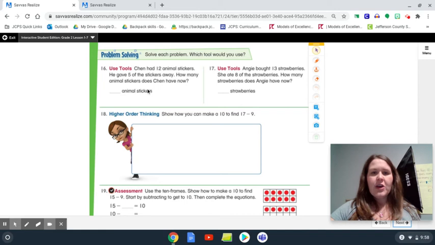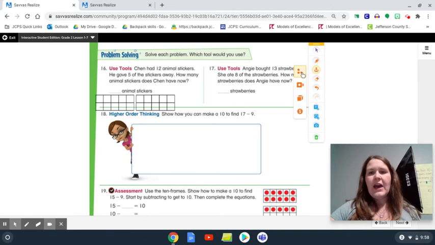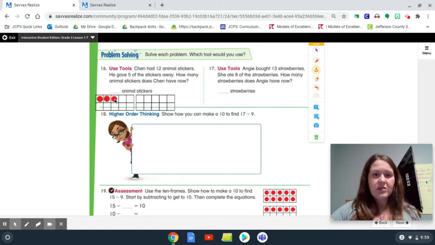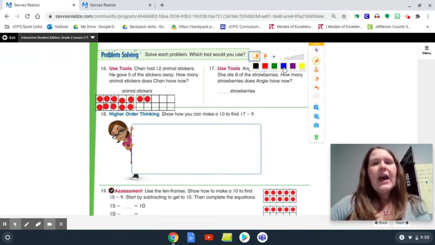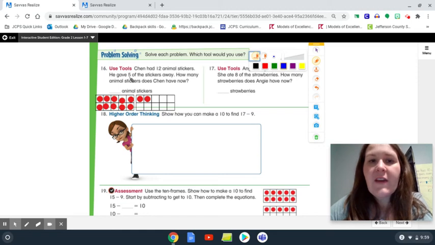All right, so we've got one up here. Chin had 12 animal stickers. He gave 5 of the stickers away. How many animal stickers does Chin have now? Oh, well, let's just use our 10 frame. I'm going to put 1 10 frame here, 1 there. And how many stickers did Chin begin with? He had 12. So let's go 1, 2, 3, 4, 5, 6, 7, 8, 9, 10, 11, 12. And then how many did he give away? He gave away 5 stickers.